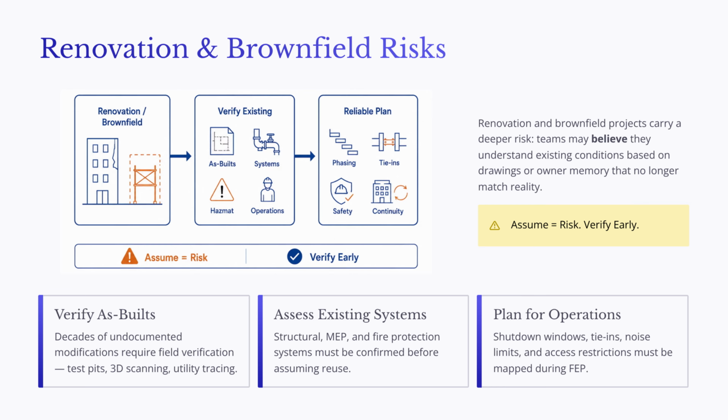Third, the team must plan for operations. Brownfield and renovation projects often occur while the facility continues to function. A hospital may need to maintain patient care. A university may need to continue classes. An airport may need to process passengers. An industrial facility may need to continue production. That means shutdown windows, utility tie-ins, access restrictions, noise and vibration limits, safety procedures, temporary utilities, and phasing plans must be identified during front-end planning.